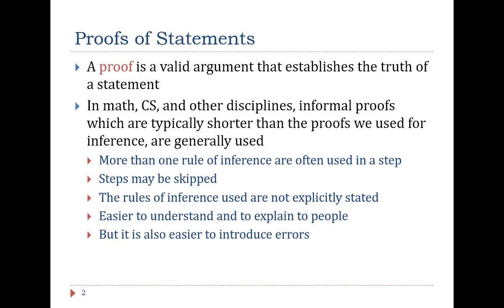In math, computer science, and other disciplines, informal proofs, which are typically shorter than the proofs we use for inference, are generally used in this way. So you have more than one rule of inference applied on the go. So you make shortcuts. You don't go into the details. You skip certain steps, and hence this is prone to error.